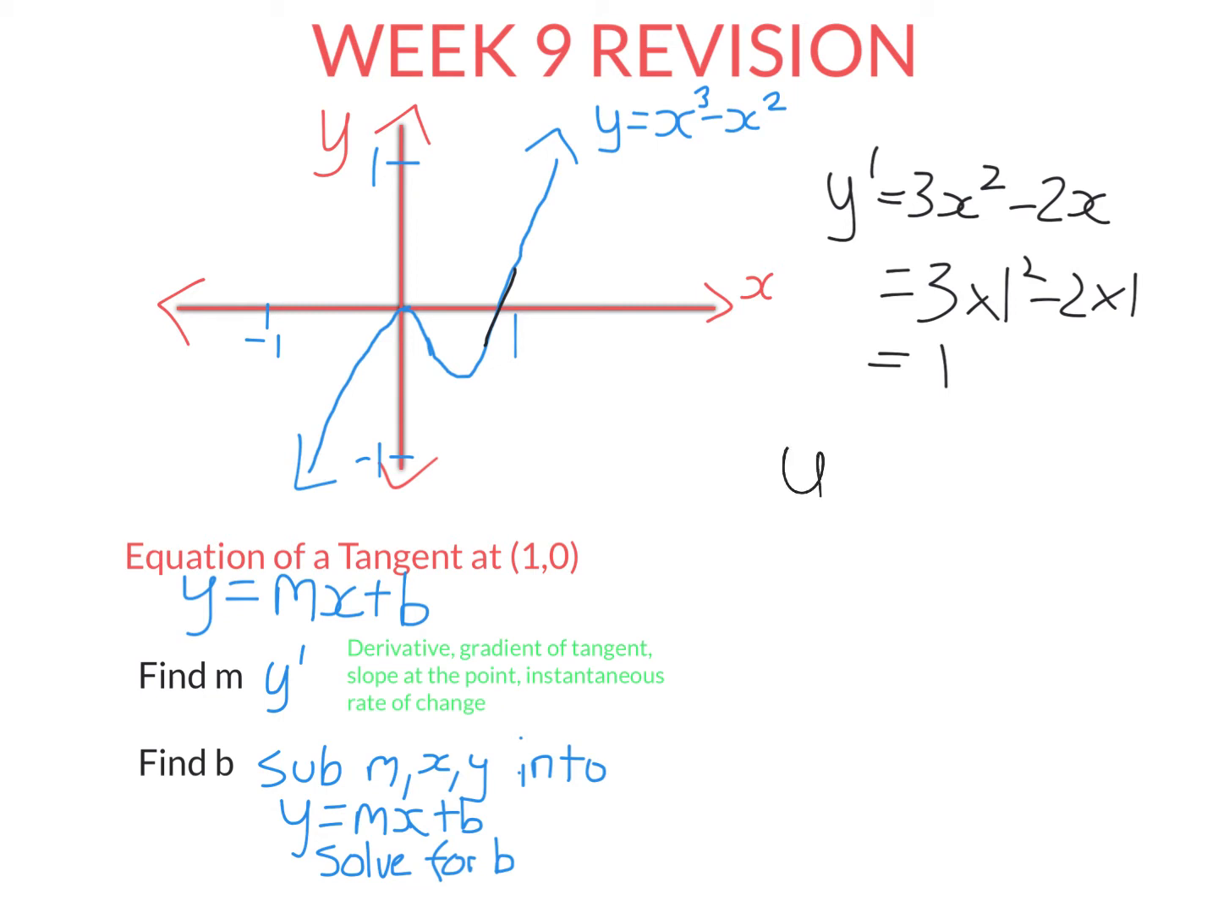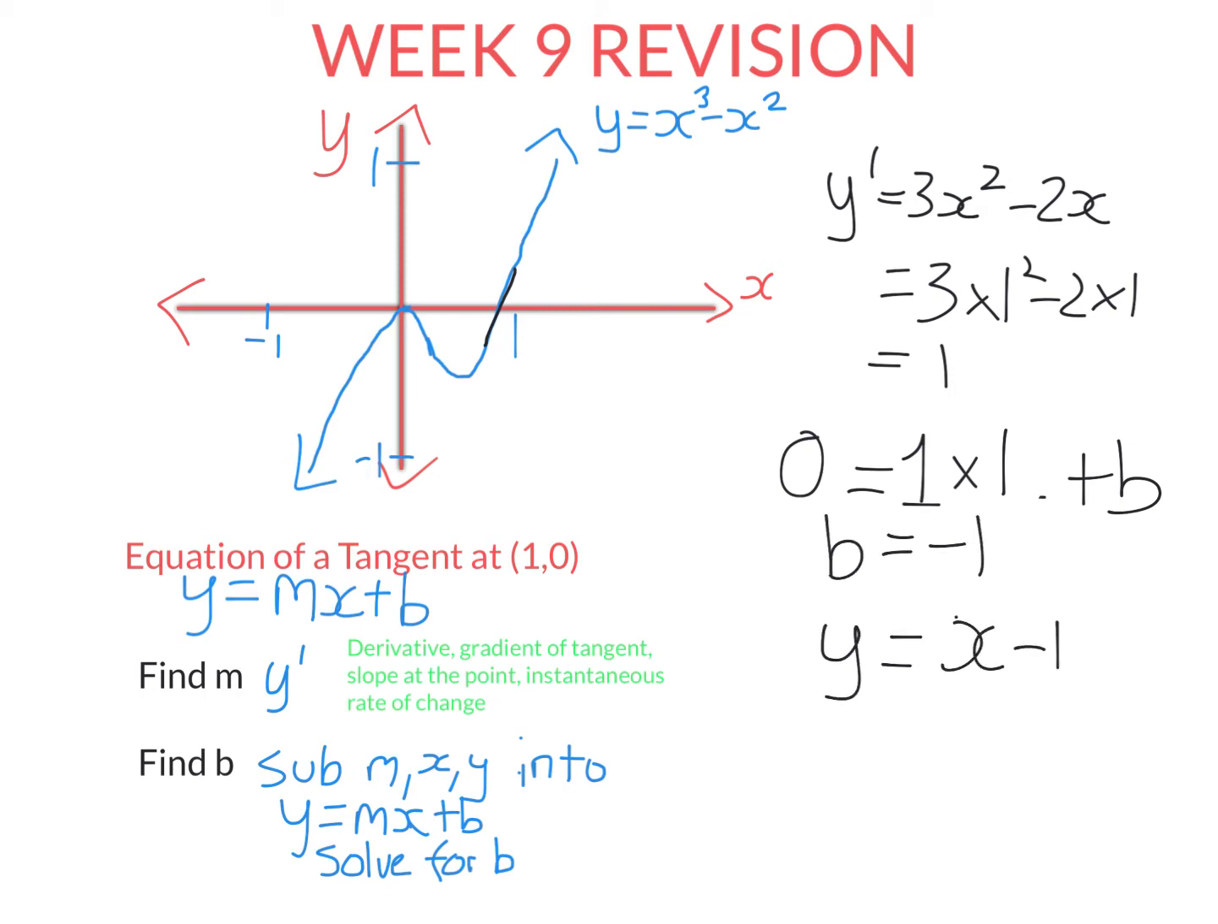So now I'm going to take my equation y equals mx plus b. I'm going to substitute m for 1, which I just calculated, and I'm going to substitute x and y from the point I'm given. So x becomes 1, y becomes 0. I now solve this equation for b, which is really easy. I subtract 1 from both sides to get b equals -1. So it turns out that this tangent has equation y equals 1x, or just x, minus 1. So it's actually this line here that is the tangent.